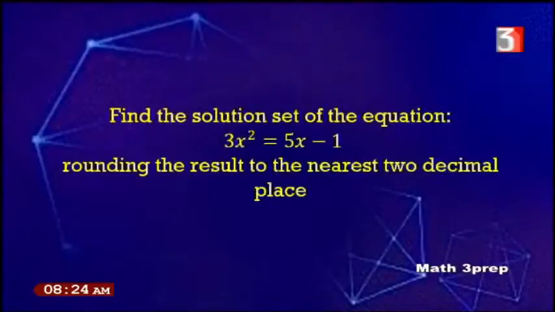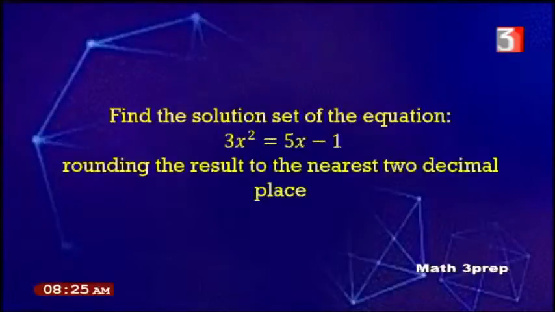Find the solution set of the equation 3x to the power of 2 equals 5x minus 1, rounding the result to the nearest 2 decimal places. Please look carefully. After you find the solution set, you are going to make an approximation for the result to the nearest 2 decimal places.